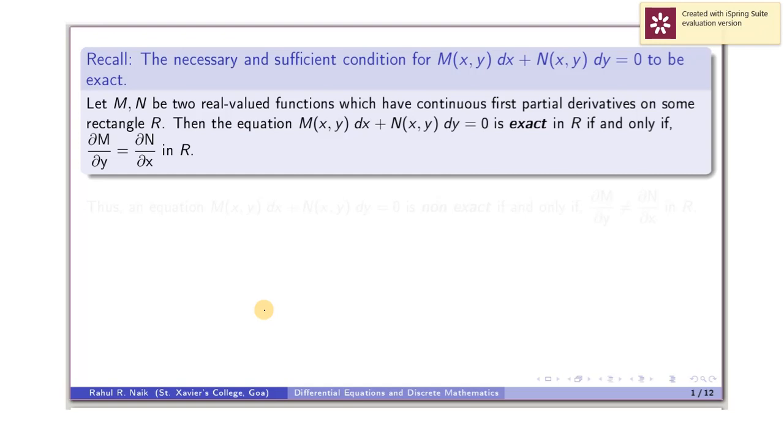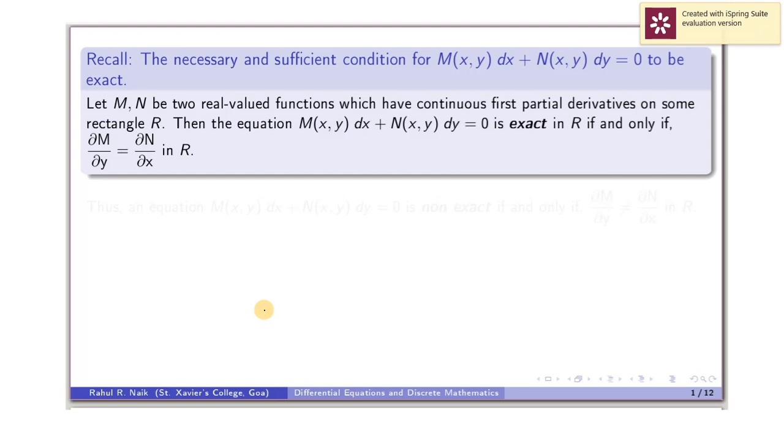The definition says that an equation of the form M dx + N dy = 0 is exact if there exists a function f having second-order continuous partial derivatives and satisfying the condition M = ∂f/∂x and N = ∂f/∂y. Now, if this condition fails, then the given differential equation is non-exact.